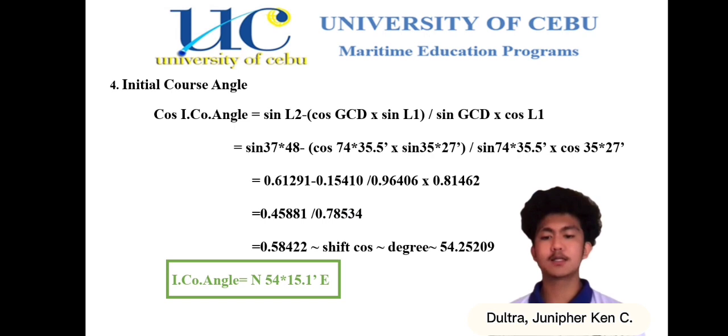So to continue, our cosine initial course angle will be equal to 0.45881 divided by 0.7834. So our inverse cosine would be equal to 0.58422. So we'll be converting our inverse cosine into degrees. By moving the decimal places, we get our inverse degrees, which is equal to 54.25209, and our initial course angle will be north 54 degrees 15.1 minutes east.